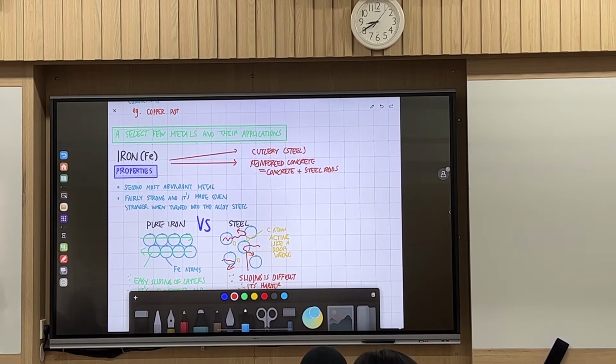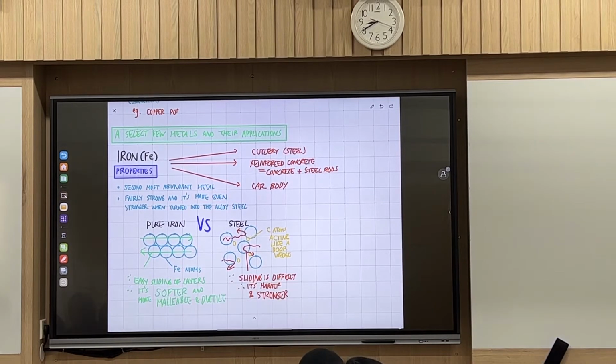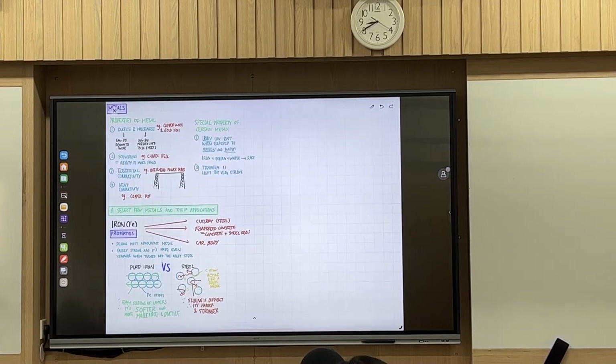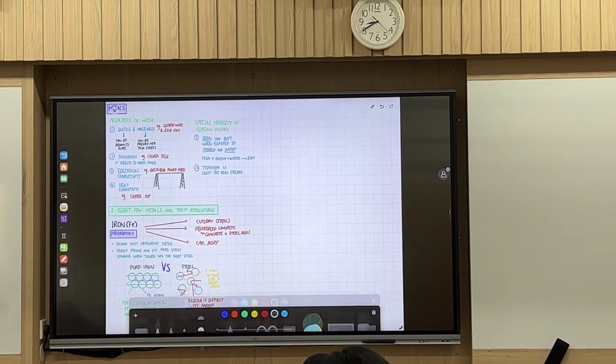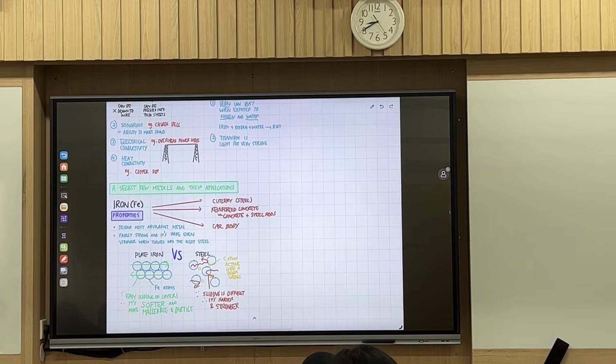And most importantly, you will also use steel in the building of bridges and also the making of car bodies. You want the car body to protect the passenger inside. So that's iron. We will also look at aluminum. Aluminum is also a pretty popular metal. Anyone knows the special property of aluminum?